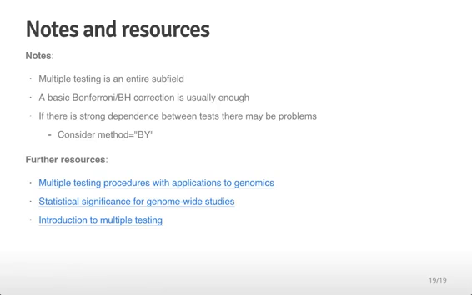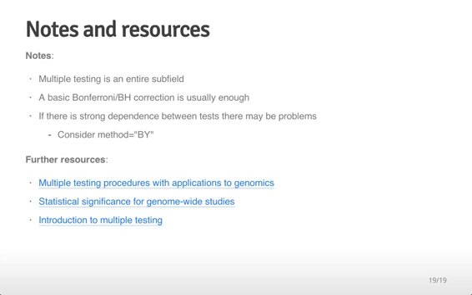So some notes and further resources. First the notes: multiple testing is an entire subfield, and there's a whole bunch of different corrections that you could possibly apply depending on the different dependence structures and all the different choices that you made in the statistical modeling. So depending on your problem, you might want to do a little further research on what's the right correction to apply.